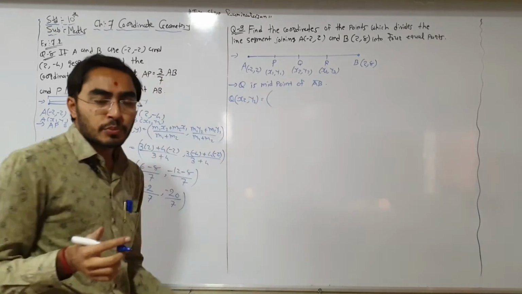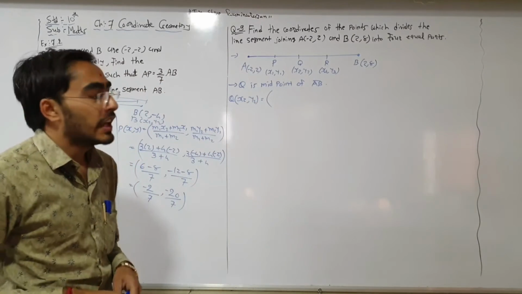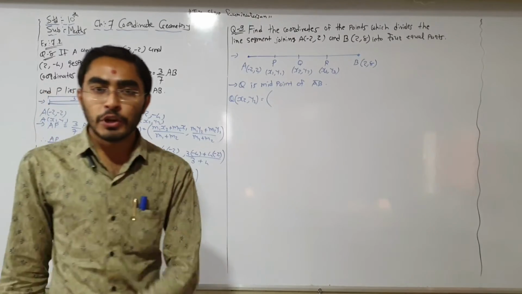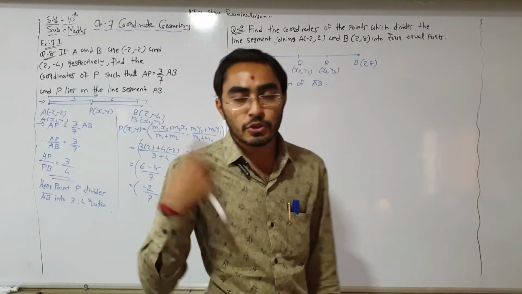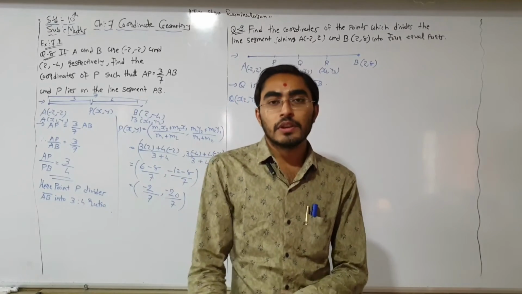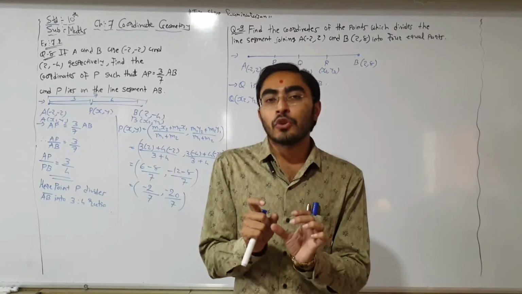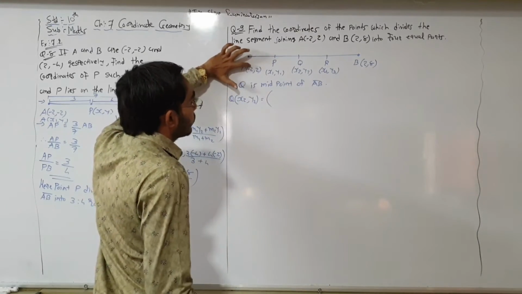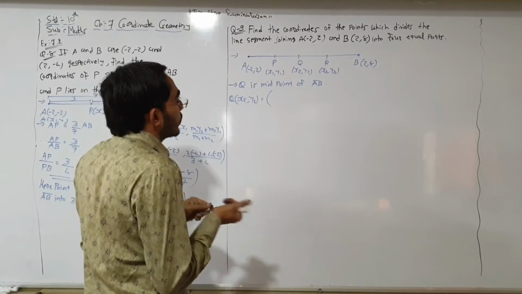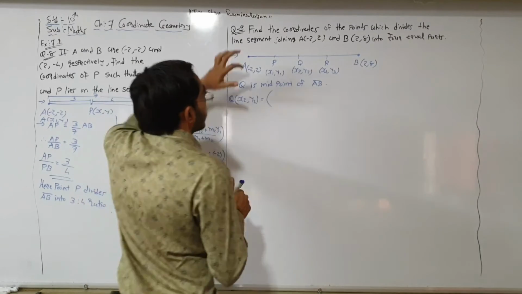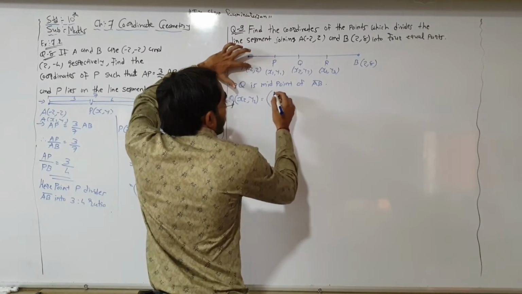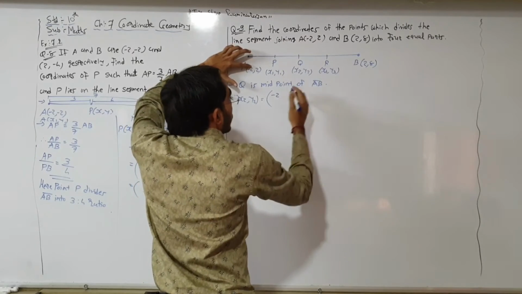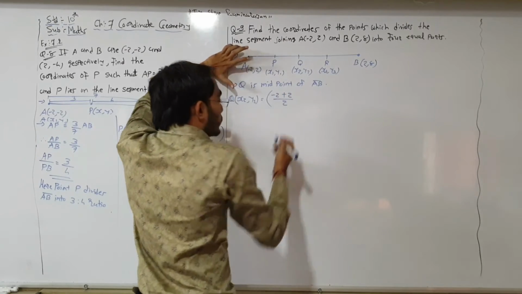Now directly just put the value. Okay, directly just use the formula here. So what is the formula of midpoint? x1 plus x2 by 2. It means addition of x coordinates divided by 2. So here x coordinate of A is -2. Okay, addition of x coordinate. So x coordinate of A -2 plus x coordinate of B plus 2 divided by 2.